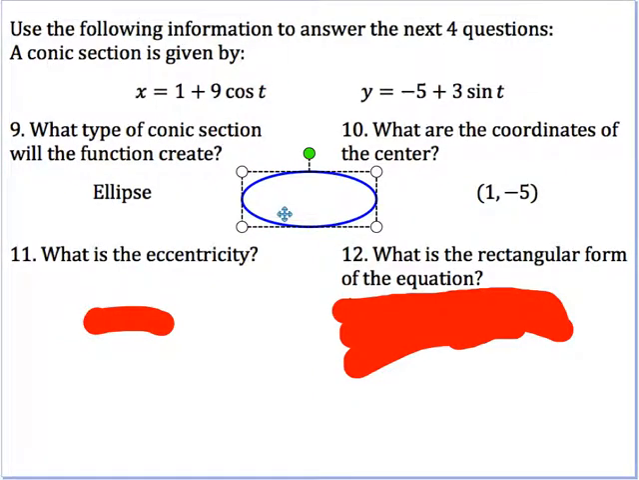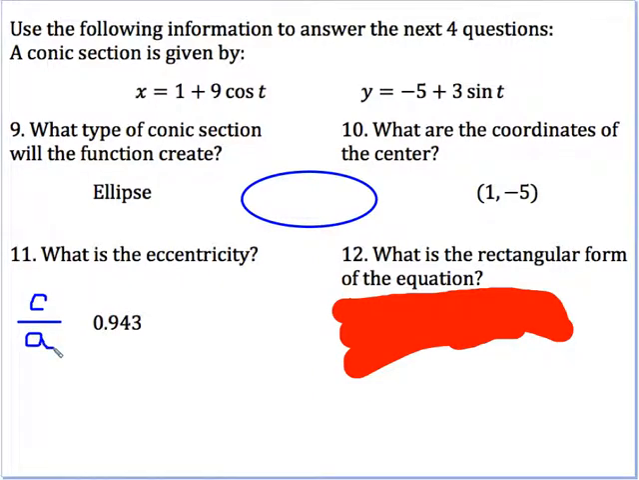All right, here's our ellipse. The horizontal radius is 9. The vertical radius is 3. So what is it going to be? We're going to do C divided by A to get this. Honestly, I cannot think off the top of my head what C is. But we got this value by figuring out what C was and then dividing it by our A value.